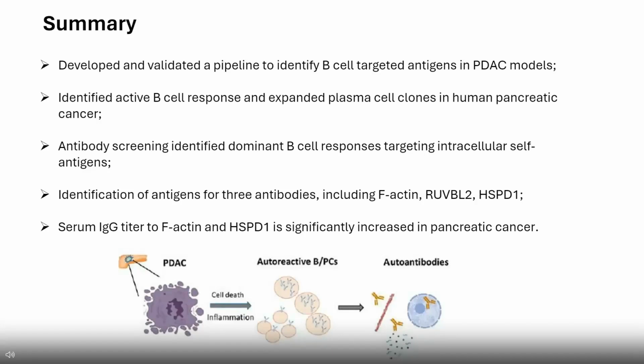The one question we have not addressed is whether those autoreactive B-cell responses have a role in pancreatic progression, and that's something we'll be interested to follow up on in the future.